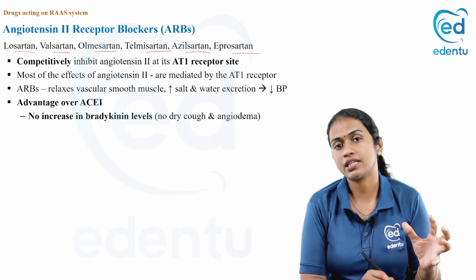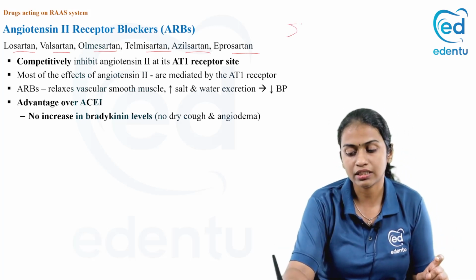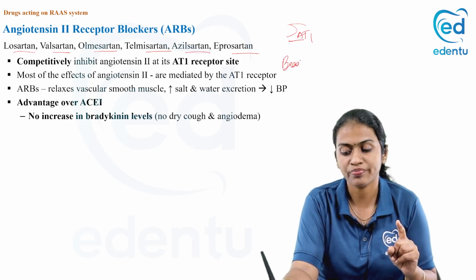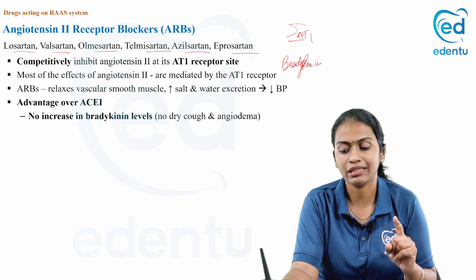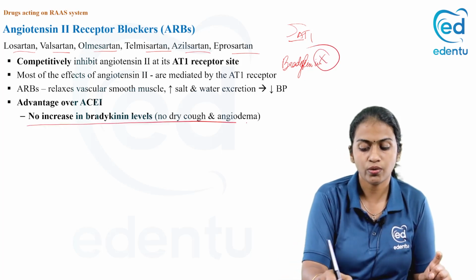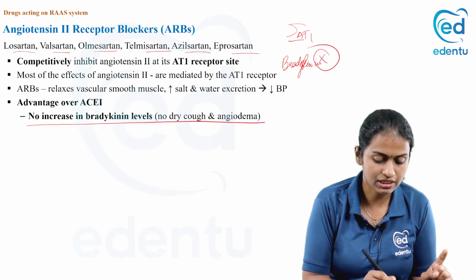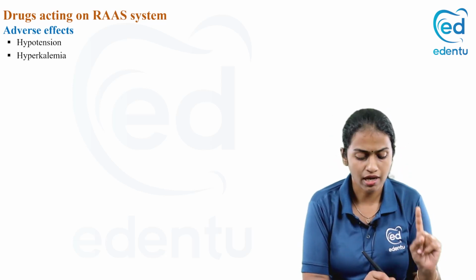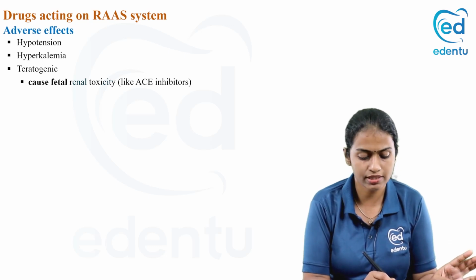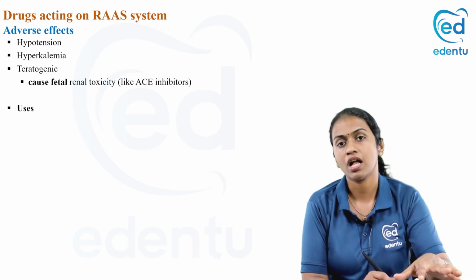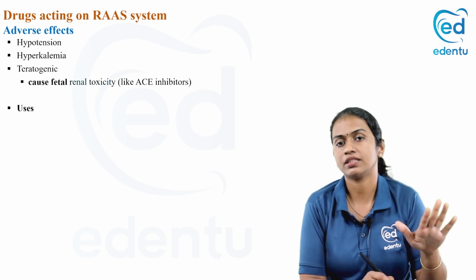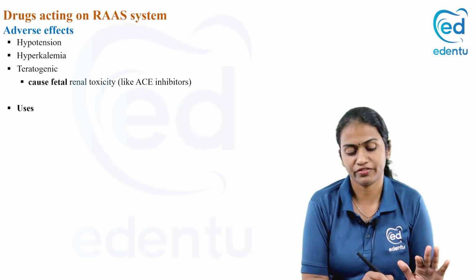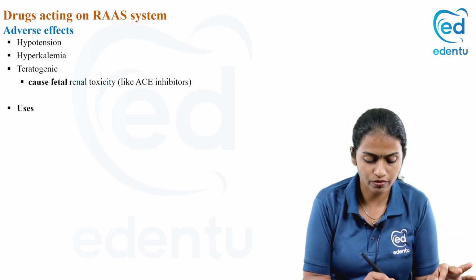What is the advantage over ACE inhibitors? Since it is directly targeting the receptor AT1, there is no interference with the bradykinin metabolism. The bradykinin levels are not increased. Therefore, there is no dry cough or no angioedema. That's a major advantage. Adverse effects, it can cause hypotension, hyperkalemia. It also has teratogenic effect like ACE inhibitors. But the dry cough, angioedema, and other allergic reactions are less with ARBs because the bradykinin levels are not interfered with. Uses same as that of ACE inhibitors.